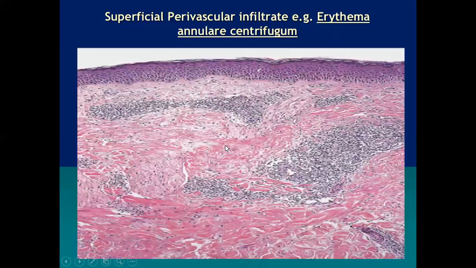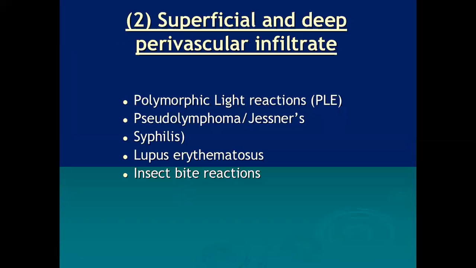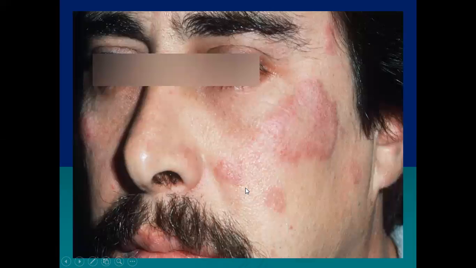This is erythema annulare centrifugum, and it is characterized by a superficial and deep perivascular infiltrate in a coat-sleeve pattern. Other kinds of annular erythemas are also characterized by the same pattern. This kind of superficial and deep, dense perivascular inflammatory infiltrate is also seen in pigmented purpuric dermatosis, in polymorphic light eruption, in Jessner's lymphocytic infiltrate, in lupus erythematosus, and insect bite.